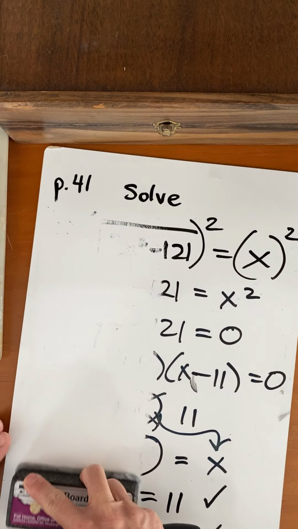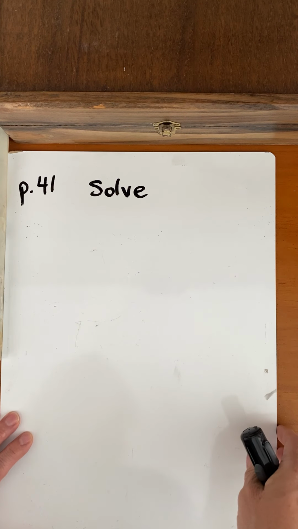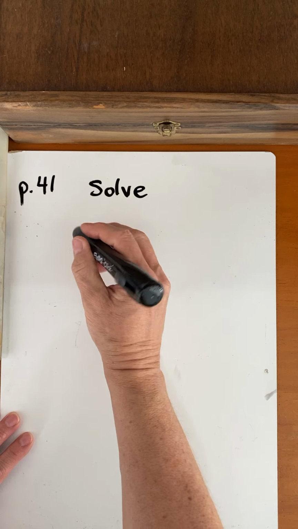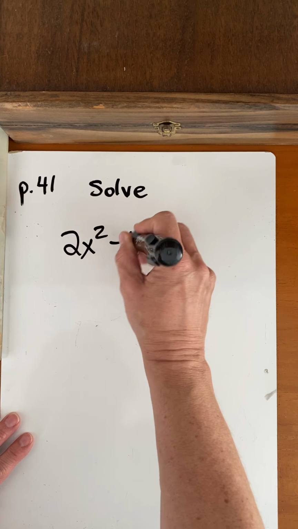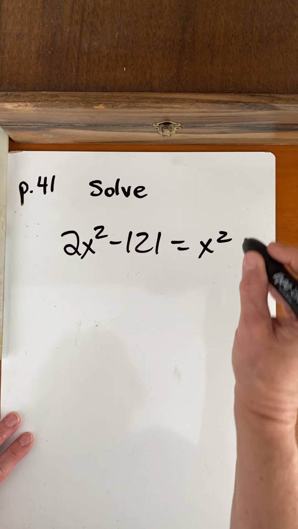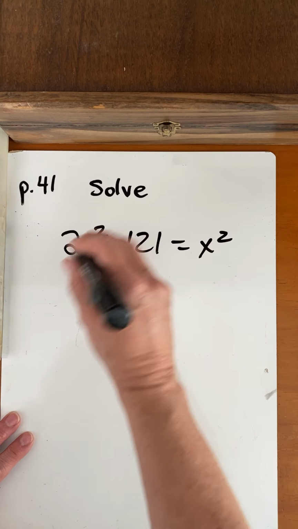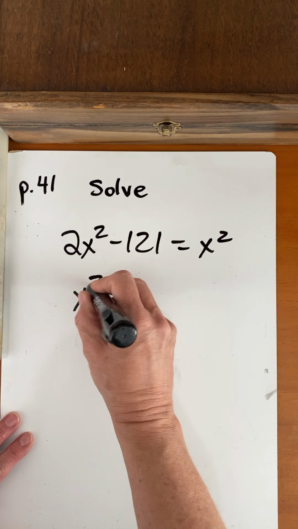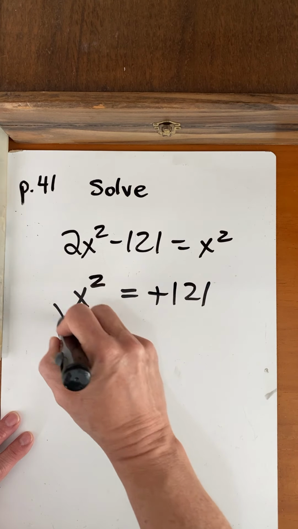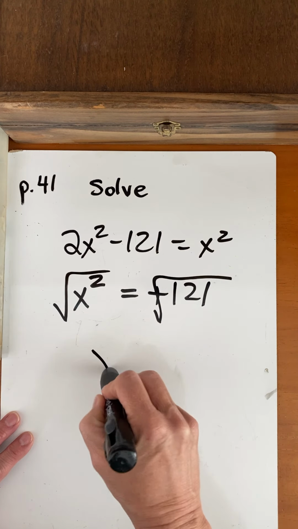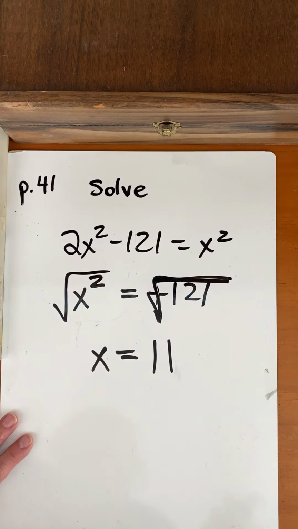Now, let me show you something else interesting about this problem. Some of you might do it this way. You might square both sides so you get 2x squared minus 121 equals x squared. Then you might say, okay, I'm going to subtract x squared from both sides, and I'm going to add 121 to the other side. So now I'm going to square root both sides, and I get x equals, and you're going to say positive 11.